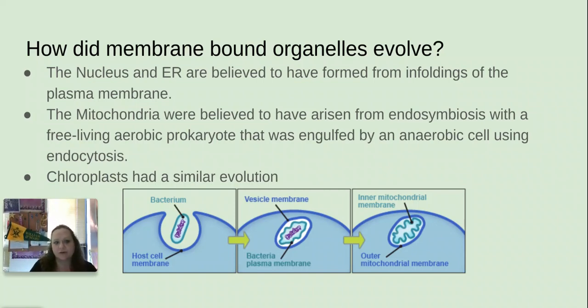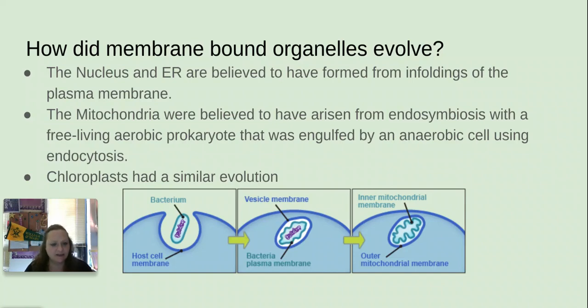And over time, those structures would have obviously been very useful, and so they would have continued. It would have occurred as the result of some sort of genetic change, right? Some sort of mutation, as most things evolve. The mitochondria, on the other hand, we think arose from an endosymbiotic relationship. There's this free living aerobic prokaryote. Remember, aerobic means it uses oxygen, and it gets engulfed by an anaerobic cell with the process of endocytosis, that active transport method that we've already talked about.